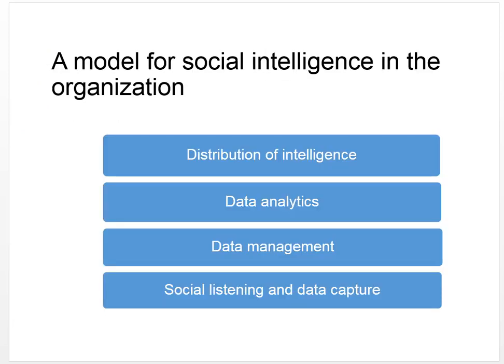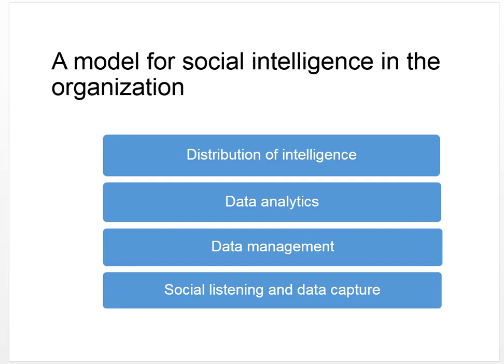So, a model for social intelligence in the organization: distribution of intelligence, data and analytics, data management, and then social media and data capture. Let's go into this a little bit deeper. Social intelligence is capturing, managing, and analyzing social data to identify and apply insights to business goals. And there are different roles in that. You've got people who capture the data, you've got people who do the analytics and then manage the data. But I won't go too much into it, because it's not going to play a big part in this subject. I just wanted you to be aware that there are different areas of the organization and different roles involved in achieving this.